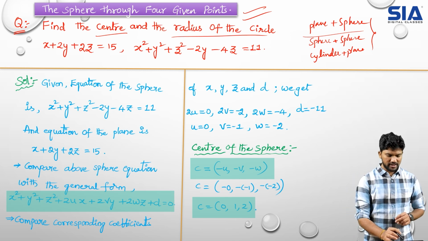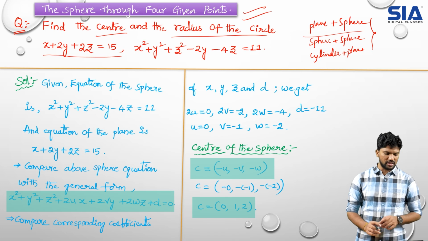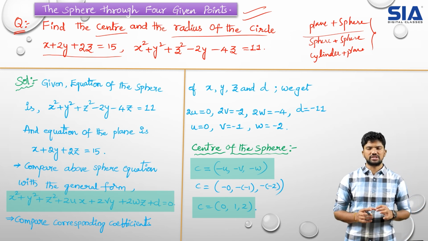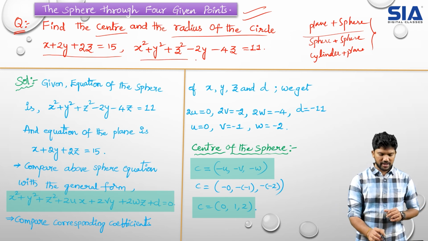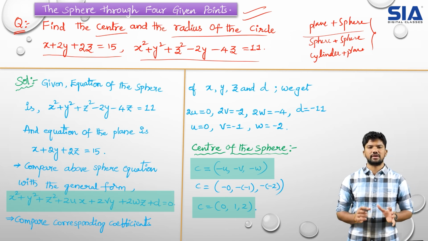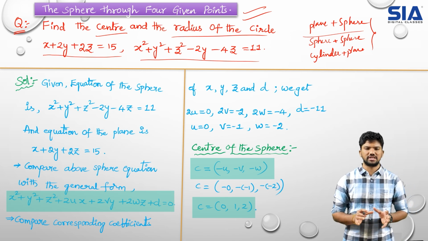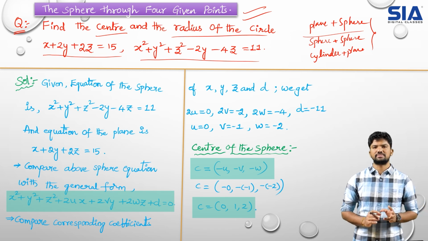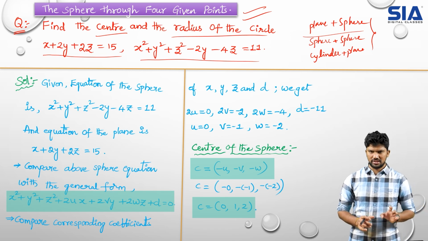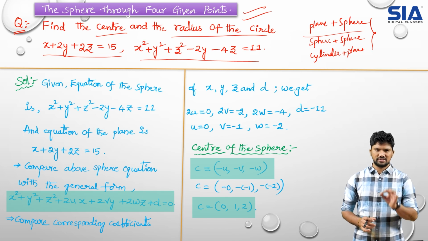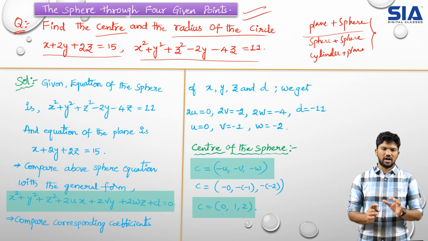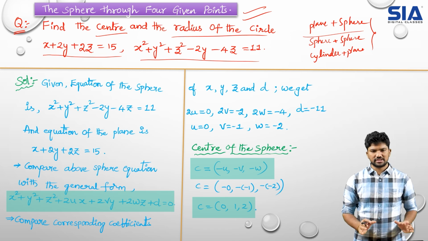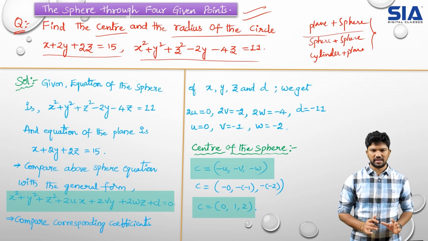First, find the center and radius of the given circle, where the plane is x plus 2y plus 2z is equal to 15, and the sphere is x square plus y square plus z square minus 2y minus 4z is equal to 11. This is our problem. It is a very important problem, especially for short answer type questions. Just listen carefully, as we have a lot of problems based on this concept, and then you can understand the remaining problems very easily.